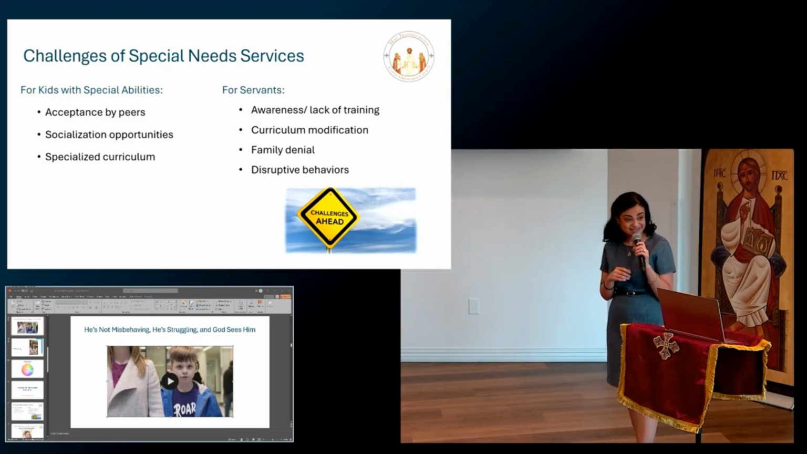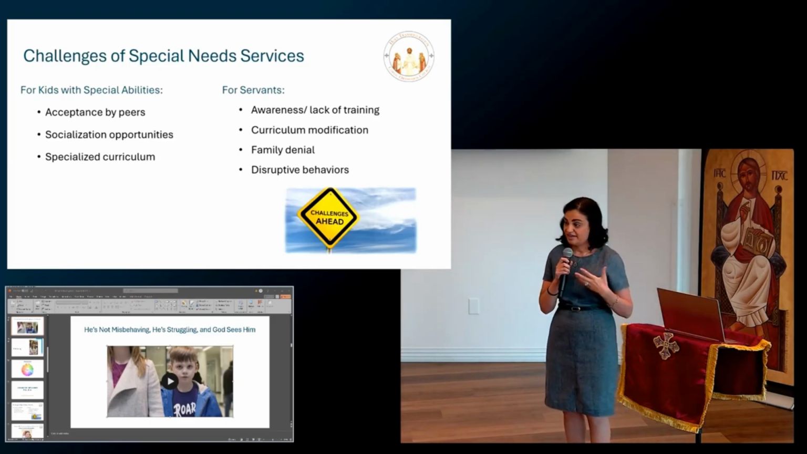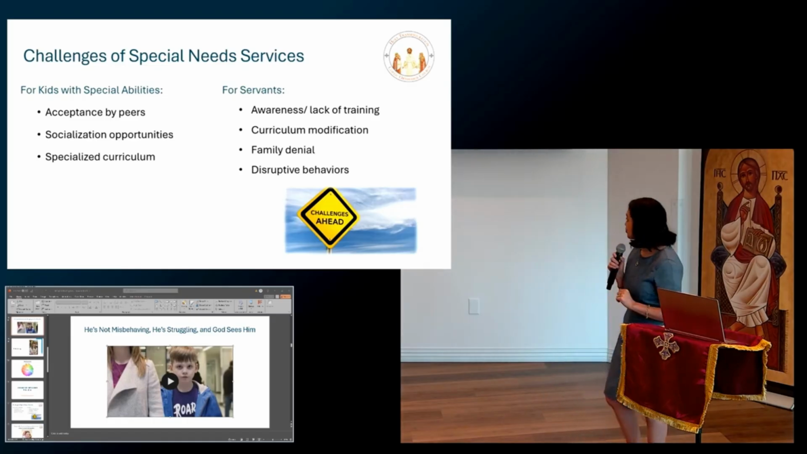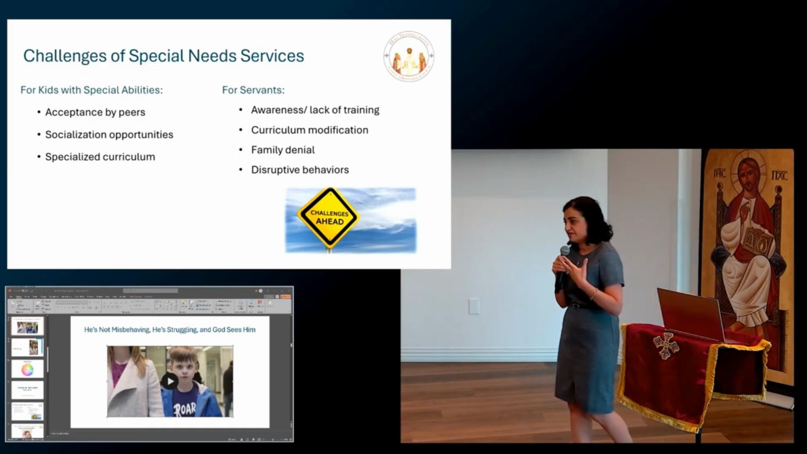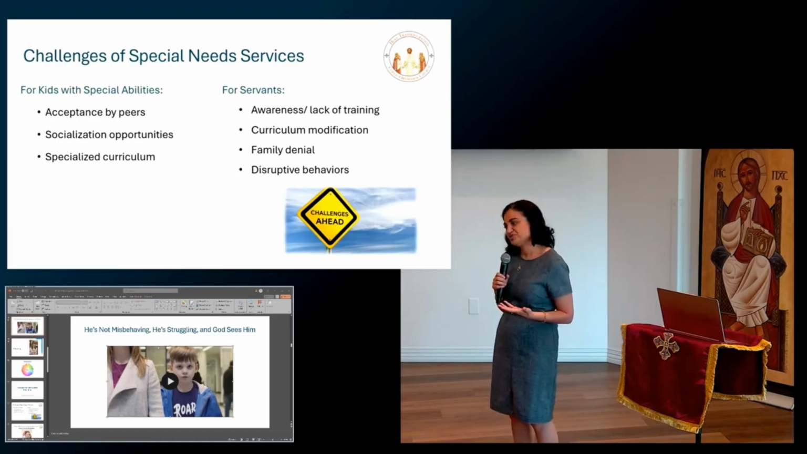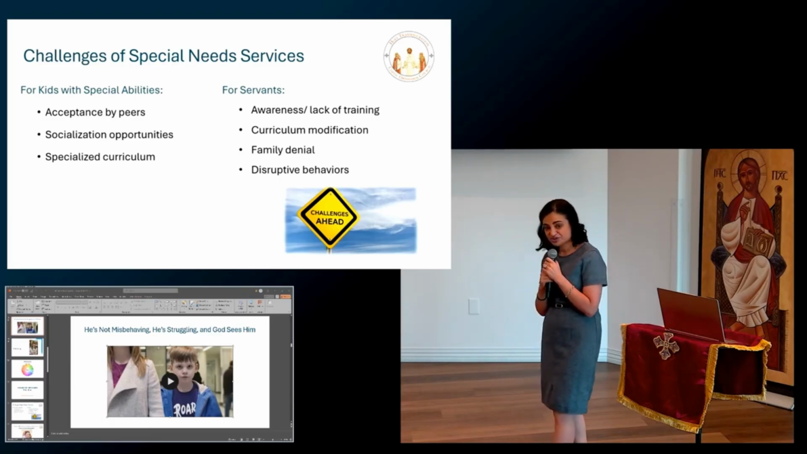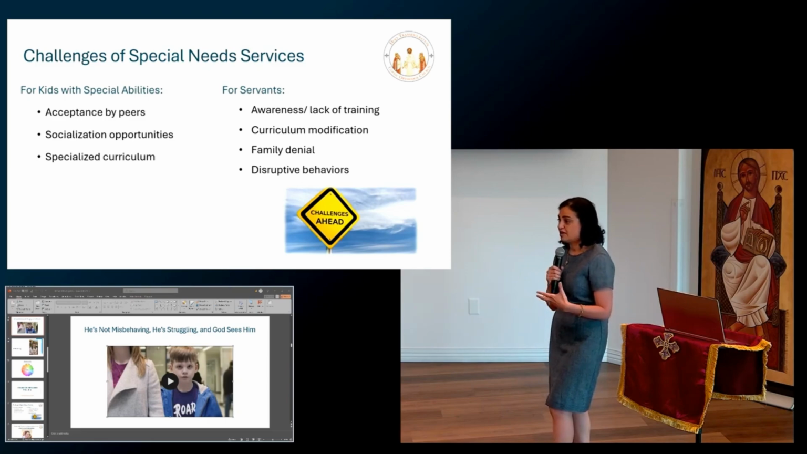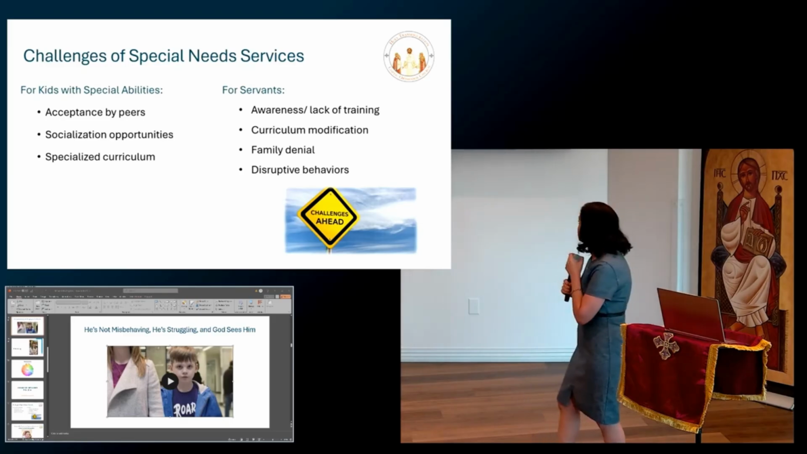Family denial is another thing. It can happen. We can have a kid with very obvious symptoms, and the family is in denial. We're going to talk about stages of grief, and it's a normal part of grief to have denial. Disruptive behaviors: a lot of servants are voicing their opinions, saying they're disrupting other kids, what should we do? That's totally understandable. If we have good training and know how to, it will be easy for us to help with those disruptive behaviors.